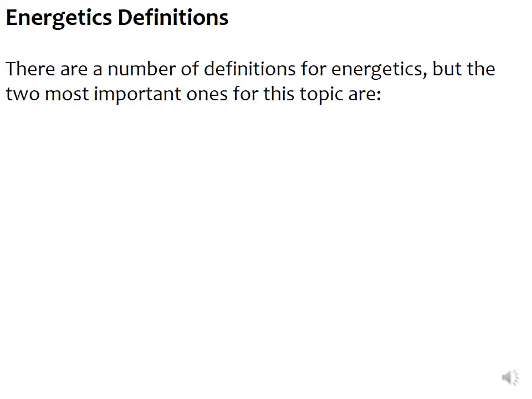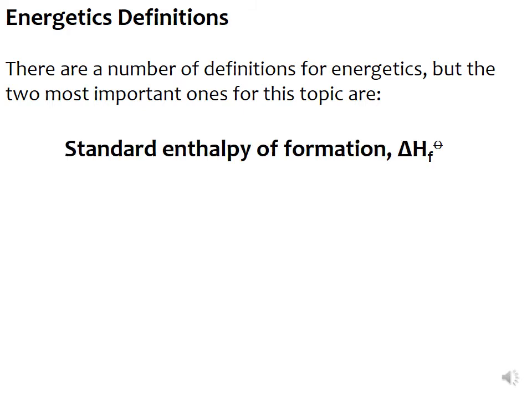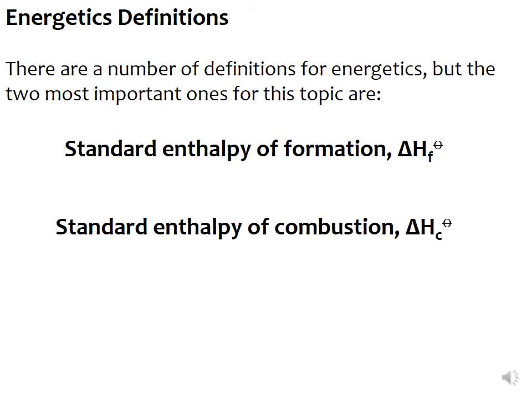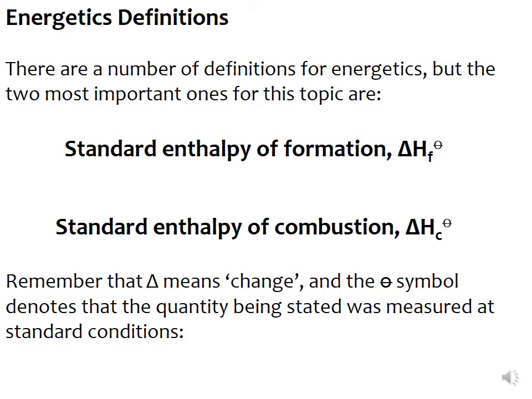There are a number of definitions for energetics across AQA A-level, both Year 1 and Year 2, but the two most important ones for this topic and at Year 1 are standard enthalpy of formation, delta HF, and standard enthalpy of combustion, delta HC. Now you need to remember that the triangle sign, which is the uppercase Greek letter delta, means change, and the circle with a line through it denotes that the quantity being stated was measured at standard conditions, which you need to know will be 298 kelvins and 100 kilopascals.